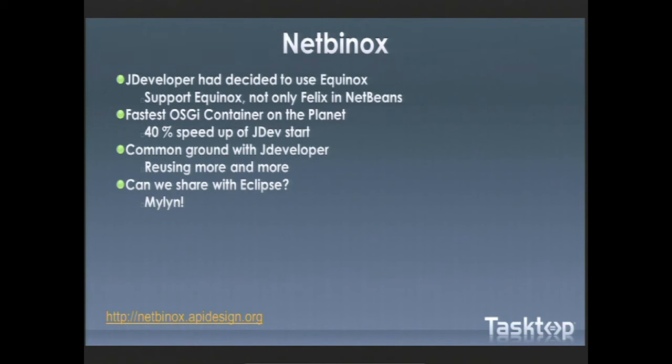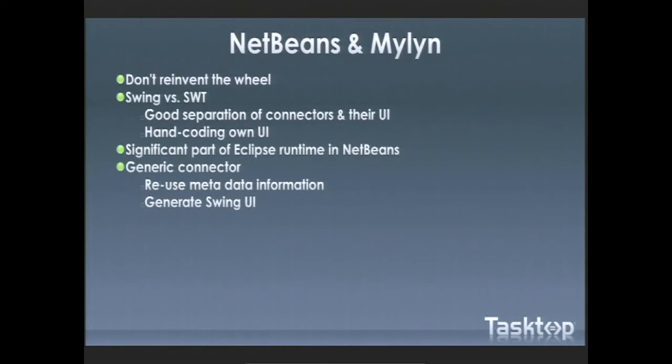But at the same time, we just said, okay, why not? Why reuse just between JDeveloper and NetBeans? Can't we reuse something with Eclipse? And the primary project that we were interested in was Mylyn. So originally, I guess we had Mylyn. We are using Mylyn since NetBeans 6.9.